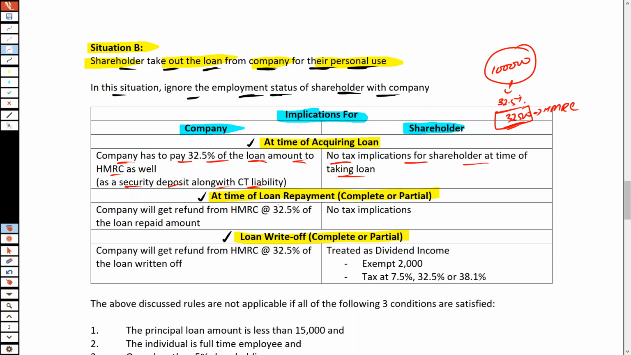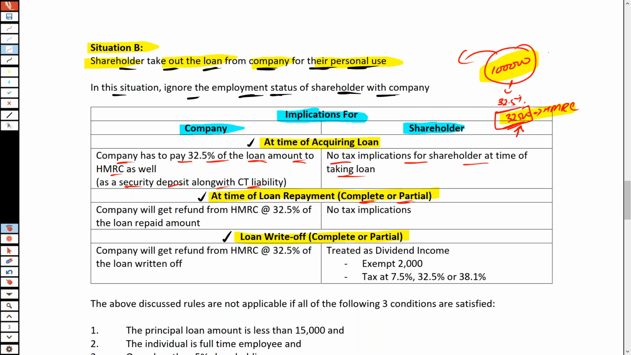All right. At the time of loan repayment, let's say the shareholder is making repayment of the loan to the company. That repayment can be a complete repayment or a partial repayment. What are the implications for the company, as now the shareholder is repaying the amount of the loan? At the same time, HMRC also refunds the amount to the company at 32.5%. If the whole amount of 100,000 is repaid by the shareholder to the company, HMRC would also give back this 32,500, the complete amount, to the company.